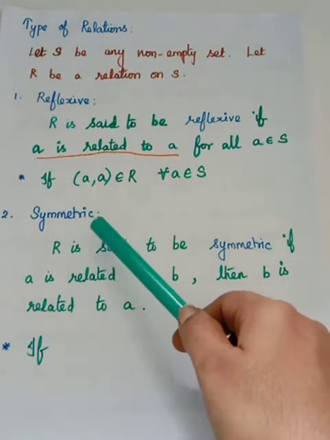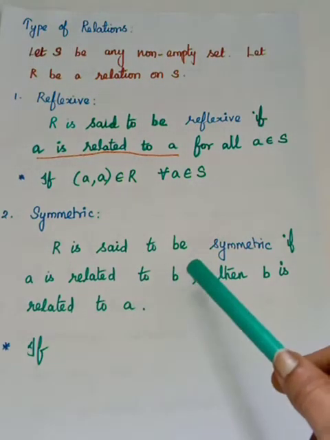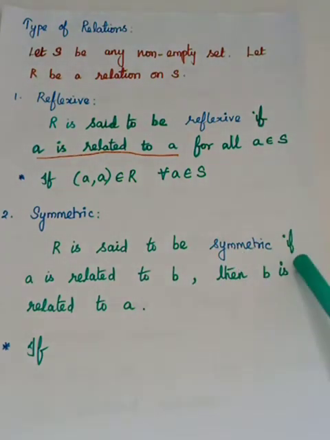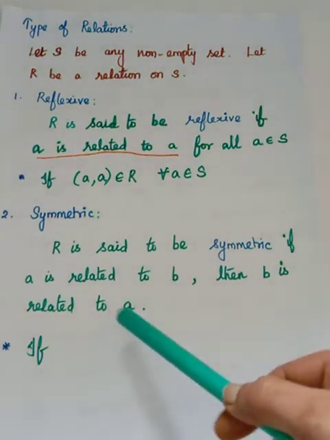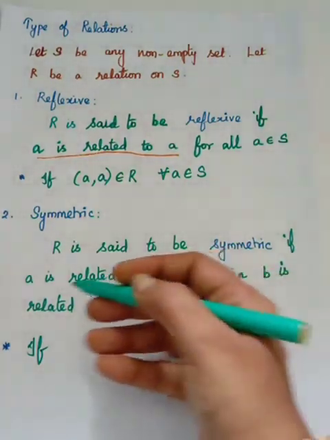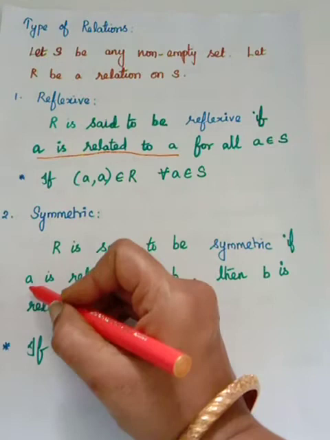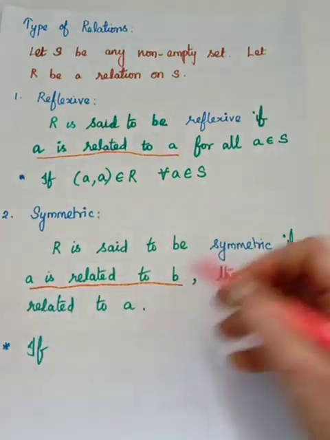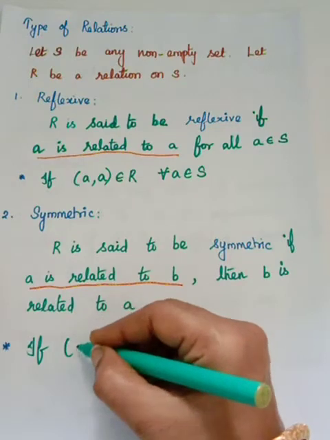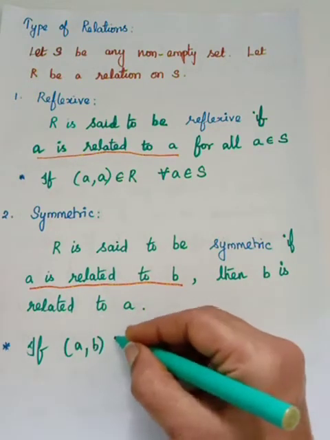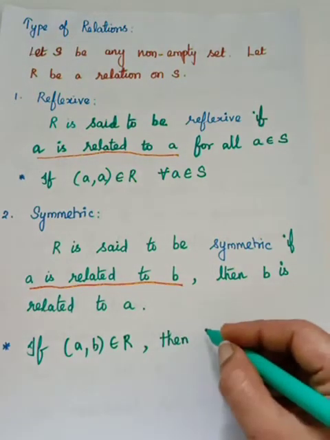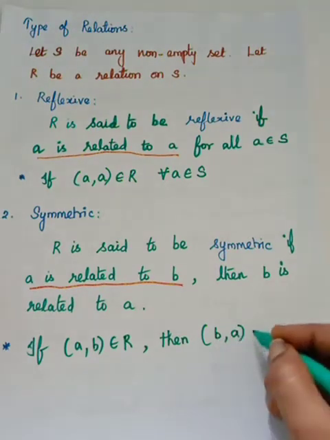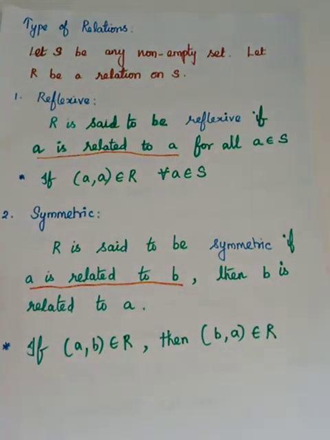Okay, so next one, we are coming to the symmetric. The relation is said to be symmetric if A is related to B, then B is related to A. So that means A is related to B. How can we write A is related to B? We can take the ordered pair A comma B. If the ordered pair A comma B belongs to the relation, then which element should be in it? B comma A also belongs to the relation, which means we can say that the relation is symmetric.